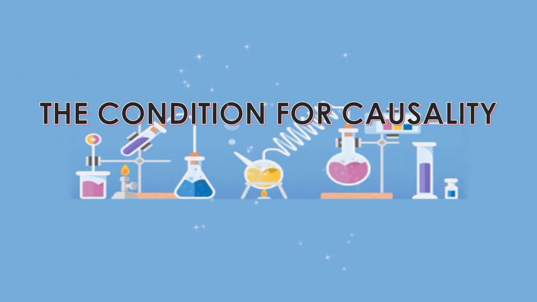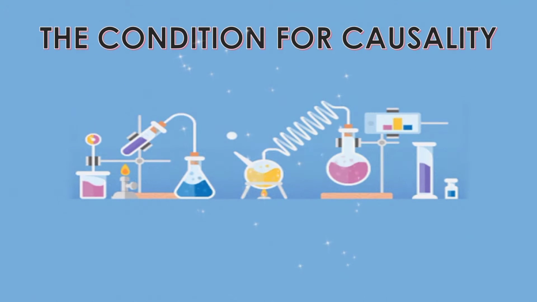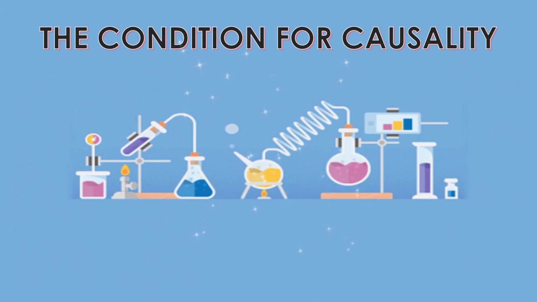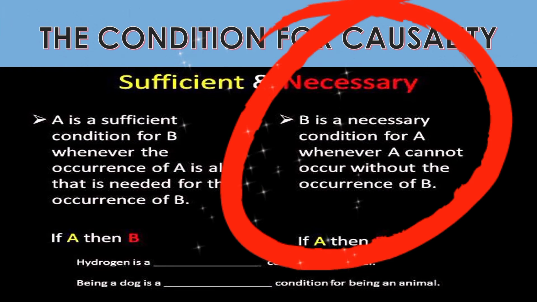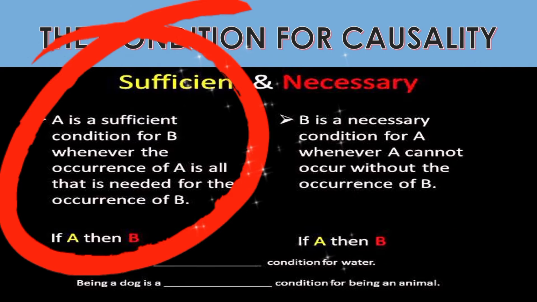The conditions for causality. In attempting to confirm causality in a relationship, one must consider the so-called conditions or factors that may exist. B is a necessary condition for A whenever A cannot occur without the occurrence of B, while A is a sufficient condition for B whenever the occurrence of A is all that is needed for the occurrence of B.